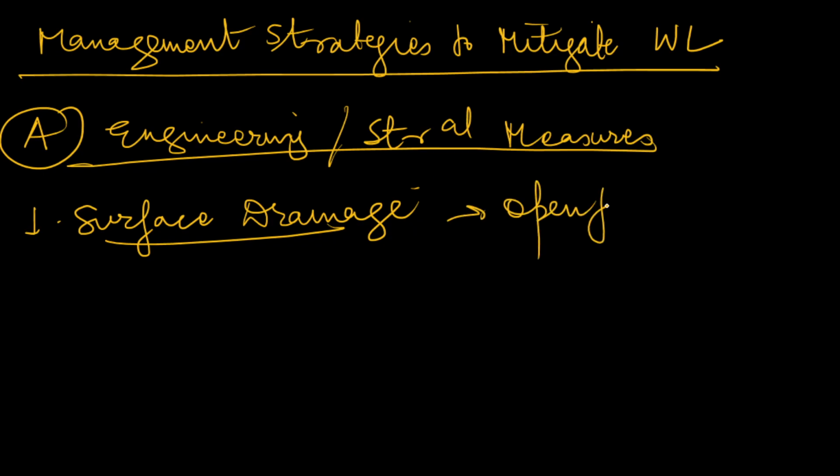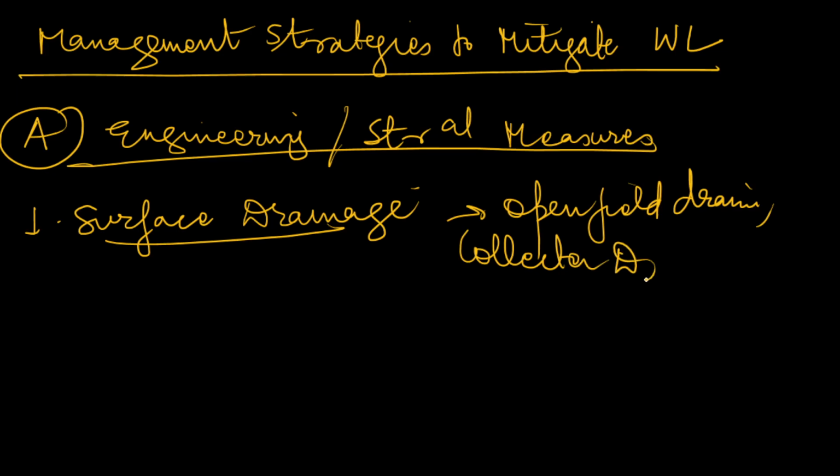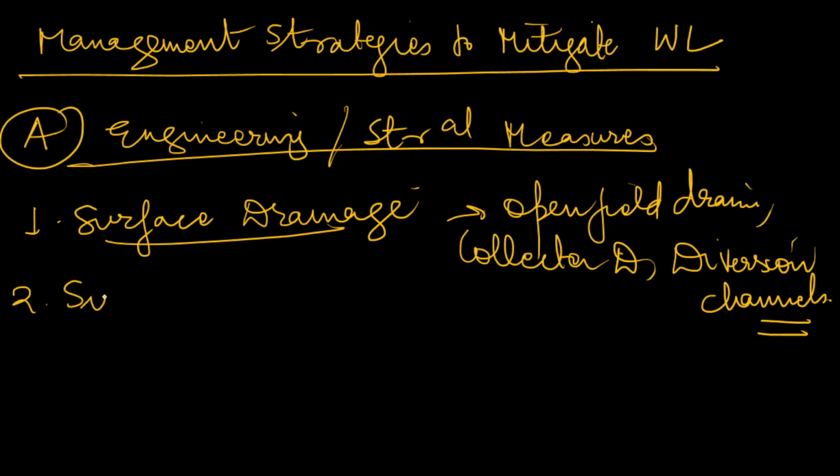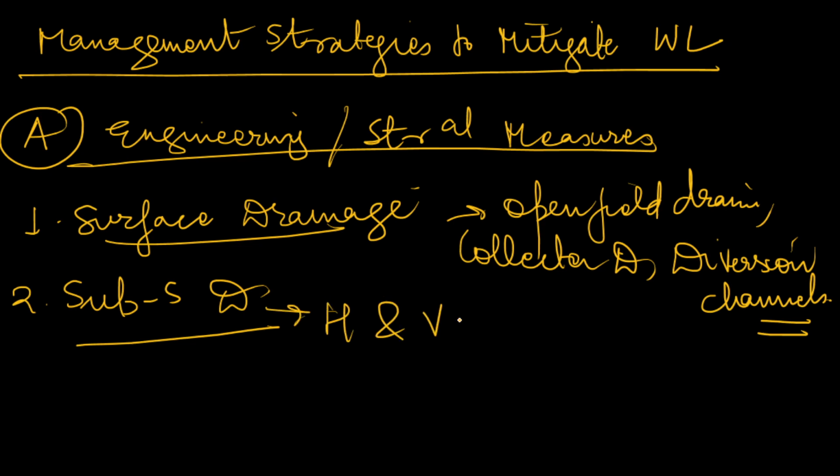Construction of open field drains, collector drains, divergent channels. So all these things can help. Along with surface drainage, we can also do subsurface drainage, that is through using horizontal or vertical drainage in the subsurface. Horizontal and vertical drainage. For vertical drainage, you can mention tube wells.